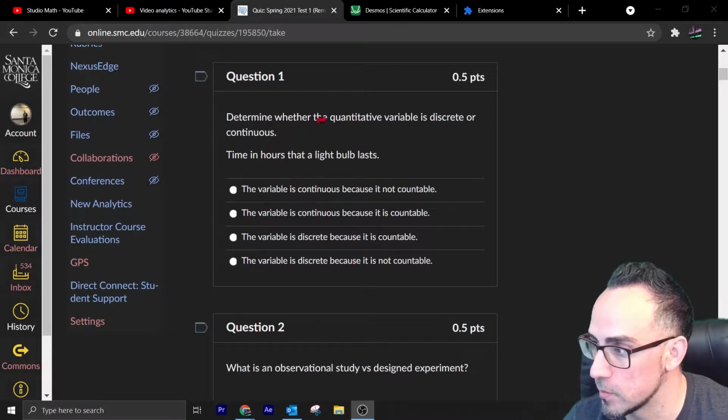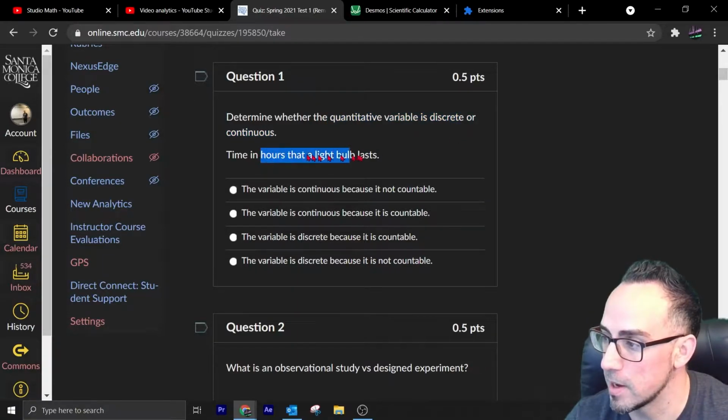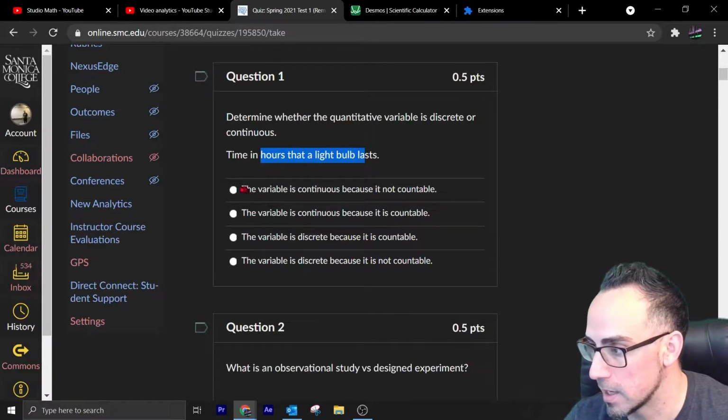Question number 1, determine whether the quantitative variable is discrete or continuous. And it says time in hours. That's continuous. Time is continuous, and it is not countable.